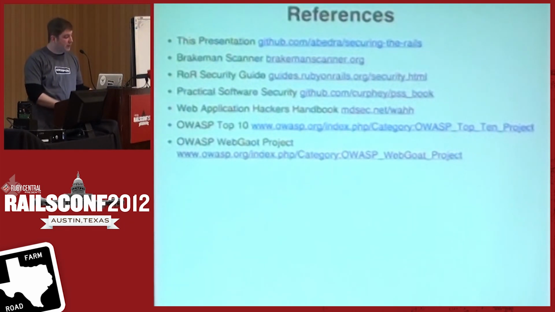The Ruby on Rails Security Guide, the Brakeman Scanner, the Practical Software Security book, the OWASP Top 10, which is a list that OWASP provides about the top 10 web vulnerabilities as they're reported. We covered a bunch of them in this talk, but there are others I didn't. And then the WebGoat project. I'll leave this here while we're shutting down. If you have questions, come grab me because we are out of time.